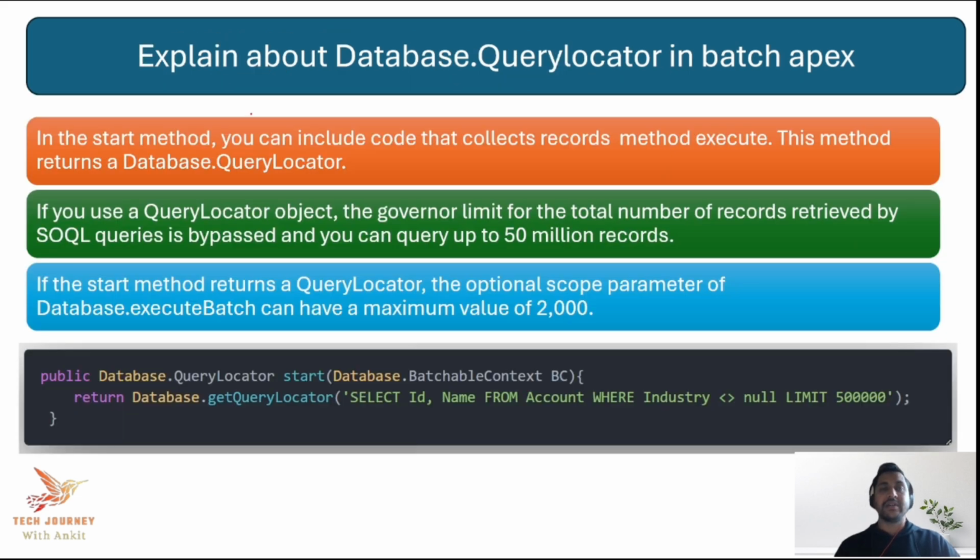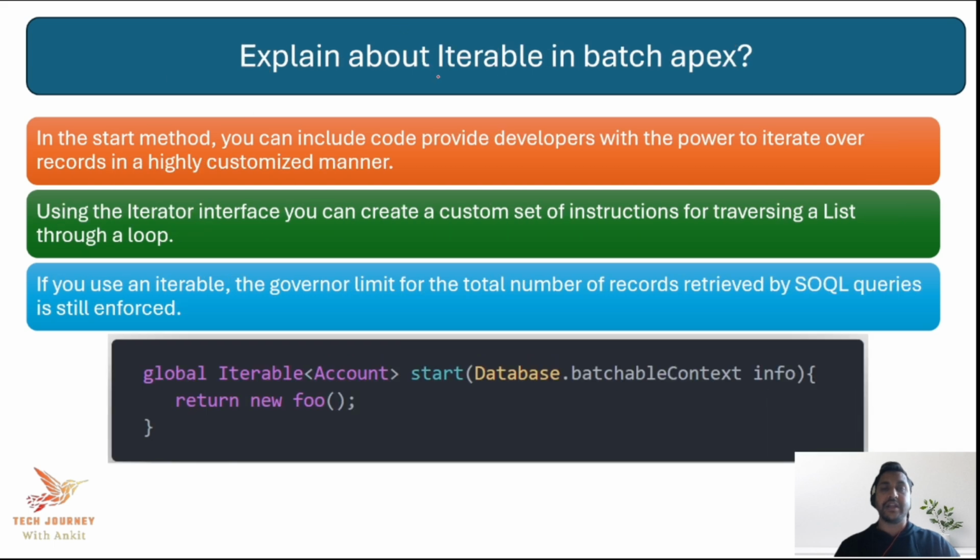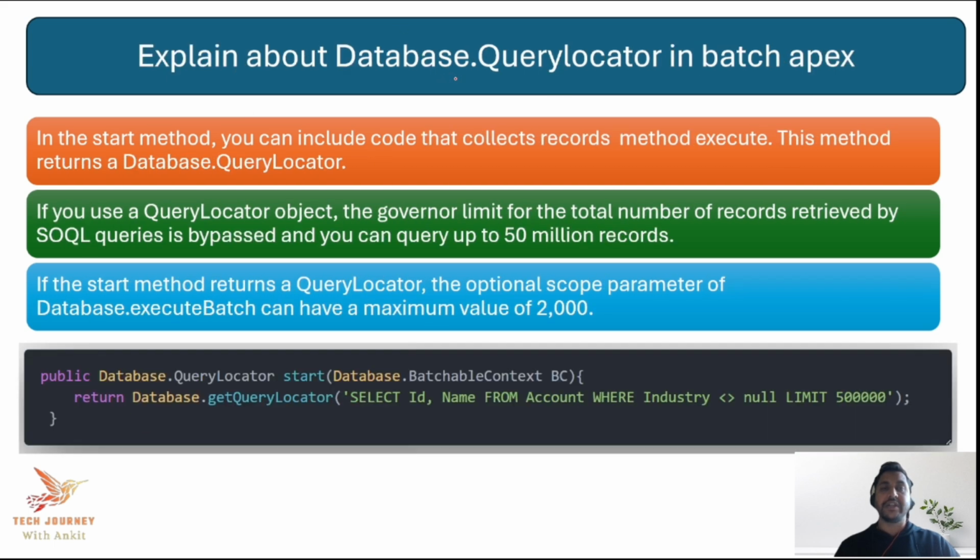Next one, as I said, your start method can have two return types. One is the Database.QueryLocator, and another one is the Iterable as well. So first, let's talk about what is Database.QueryLocator, when you should go for the Database.QueryLocator, and when you should go for the Iterable interface. So in your start method, if you have to include the code that can collect the records and then pass those collected records to the execute method, then you should go for the Database.QueryLocator.